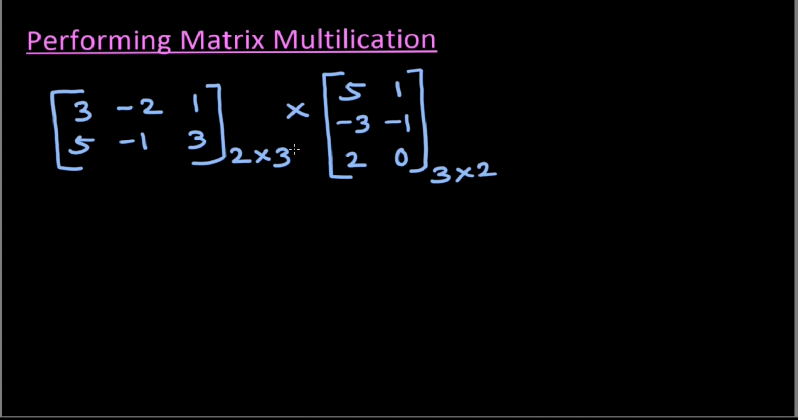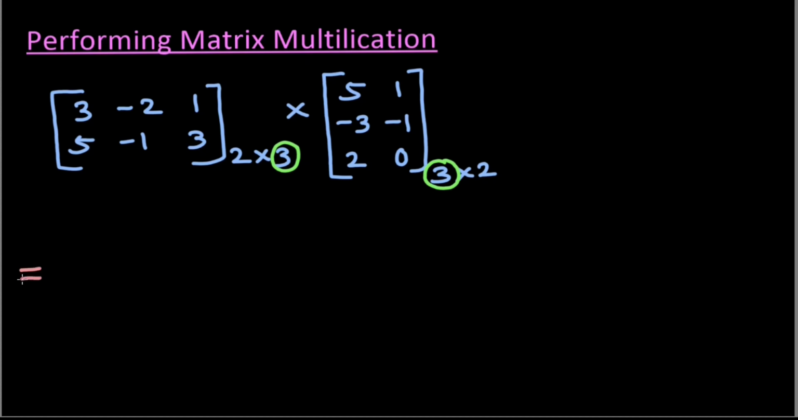We find that the number of columns of the pre-matrix is equal to the number of rows of the post matrix. Therefore, this matrix multiplication is possible. Now let us see how this matrix multiplication is actually performed. In the matrix multiplication, the elements in the columns of the post matrix are multiplied by the elements of the rows of the pre matrix and then added.